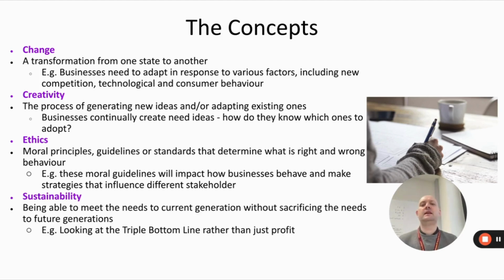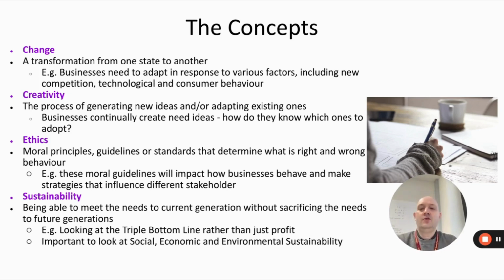Sustainability is being able to meet the needs of the current generation without sacrificing the needs of future generations. So we're able to keep doing something over the long term. And here you could say businesses are emphasizing looking at the triple bottom line rather than just profit. The triple bottom line is profit, people, planet. And it's important to look at social, economic, and environmental sustainability. If you are doing an IA on sustainability, you could structure the whole IA around social, economic, environmental, or this is people, planet, and profit.